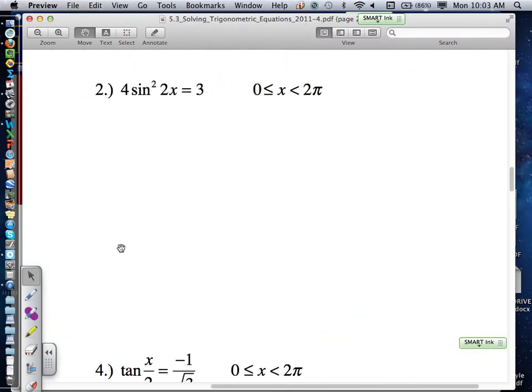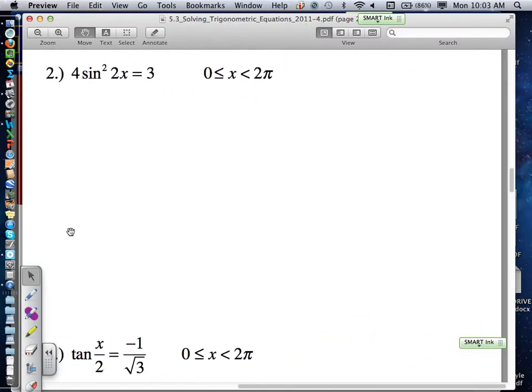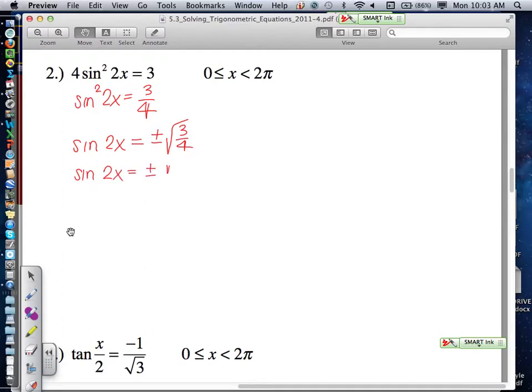This next problem, number 2, is 4 sine squared 2x equals 3. So we're going to use the same process. We're isolating the trig function. When I isolate, sine squared 2x equals 3/4, and then take the square root of both sides of the equation, I have sine 2x equals plus or minus root 3 over 4, and that's the same thing as plus or minus root 3 over 2.